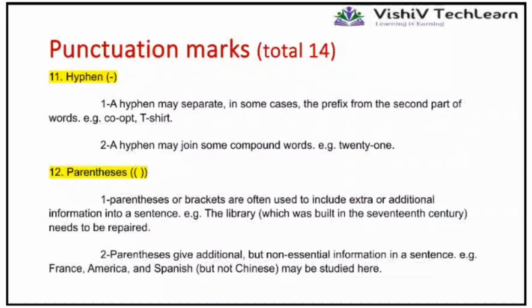The second use of parenthesis is to give additional but non-essential information in a sentence. Example: French, German, and Spanish (but not Chinese) may be studied here. So here also the original sentence is: French, German, and Spanish may be studied here, right? But in parenthesis, it is specifically mentioned that it is but not Chinese. This is how we can use parenthesis. So parentheses are mainly used to give additional but non-essential information.